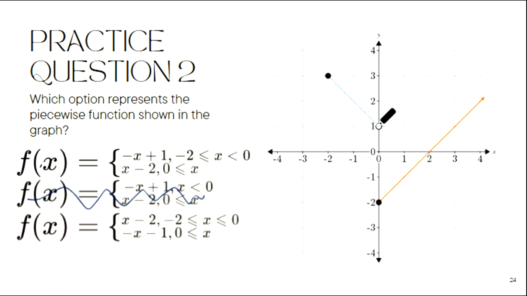Now, let's look at what's included and what's not. So this one does not include the 0. 0 is not included here. 0 is included here. That one has to go. There you go. We're done.